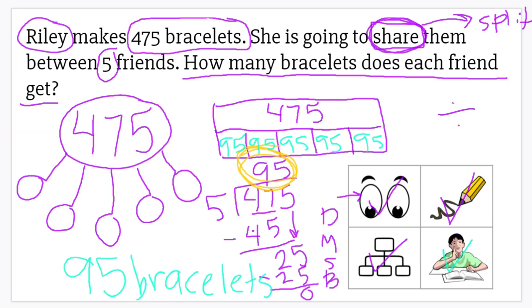This 4-step method really helped me figure out how to tackle this word problem. Now it's your turn to practice.